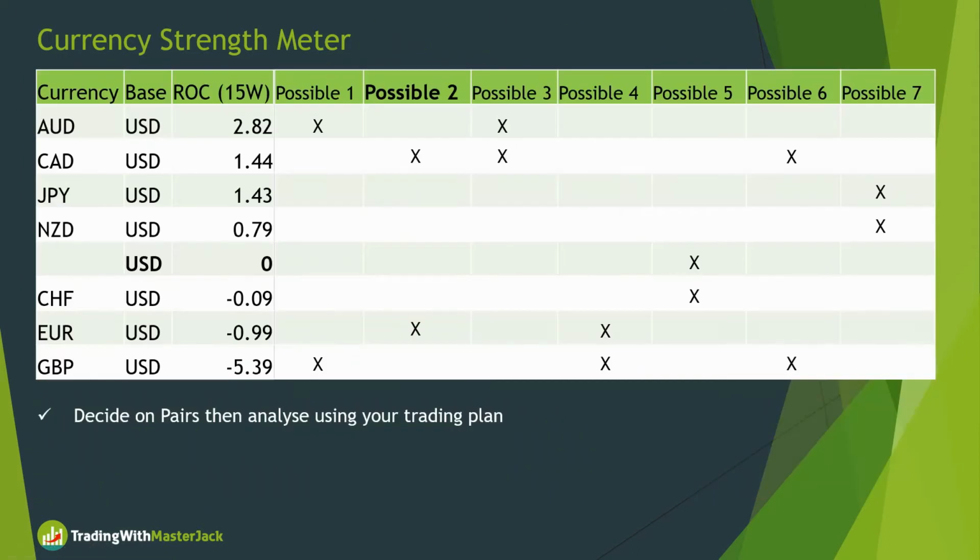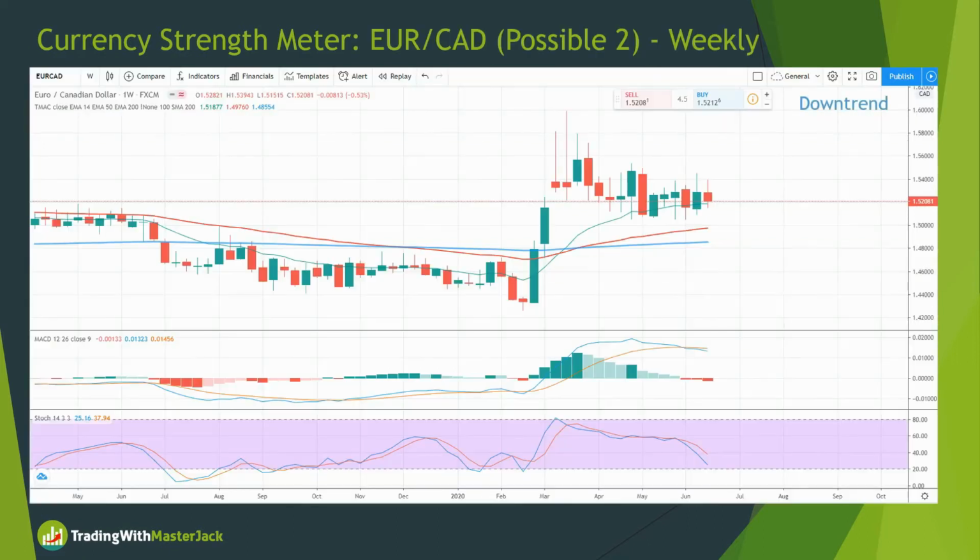Now to our second possibility, that would be the Canadian dollar and the euro, the Canadian dollar being the stronger one. And there we go. As you can see, the Canadian dollar is the stronger one, so therefore it should be in a downtrend. Now as you can see, it's not a very strong downtrend. It is a little bit of a weak downtrend. Almost looks like it's gone into a bit of a range.